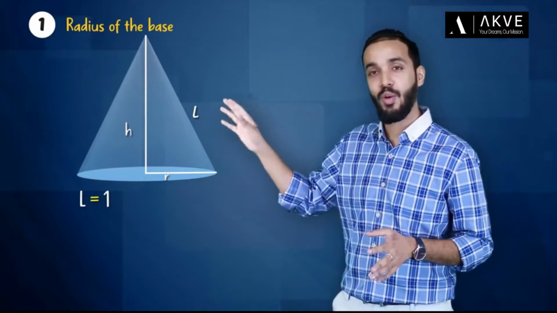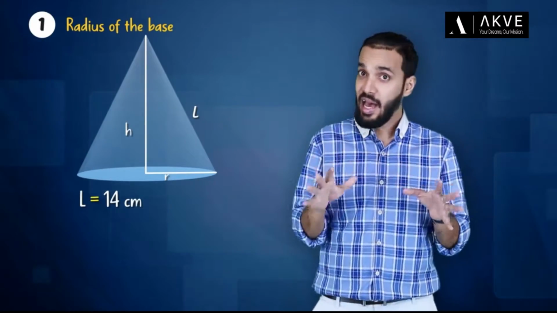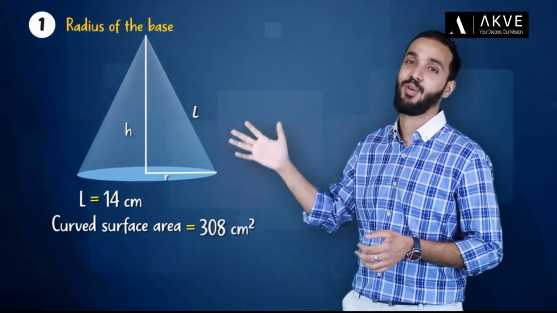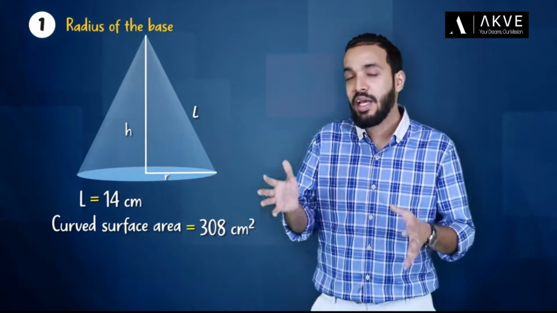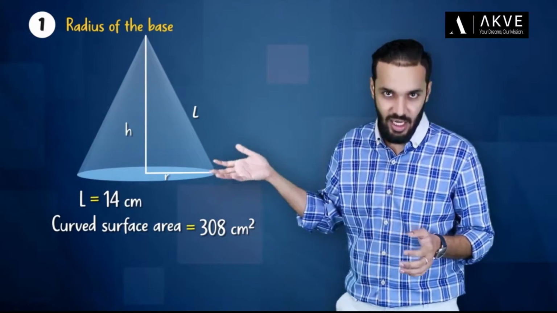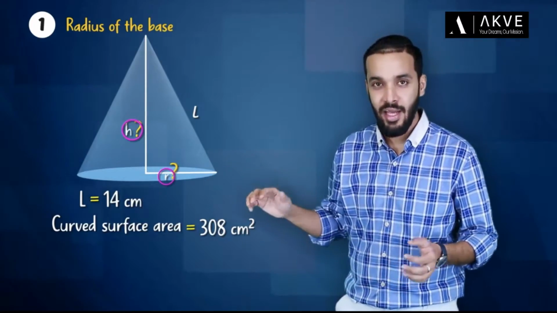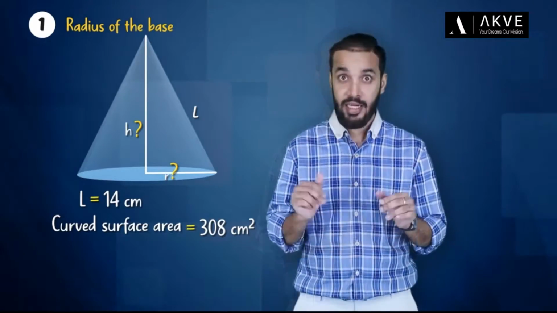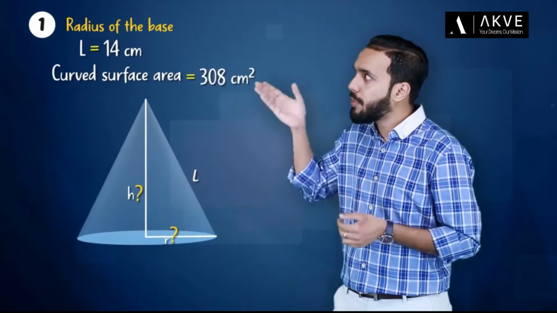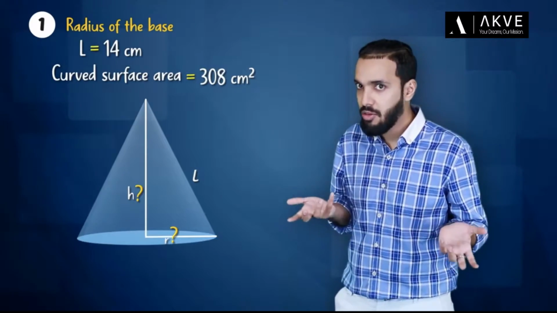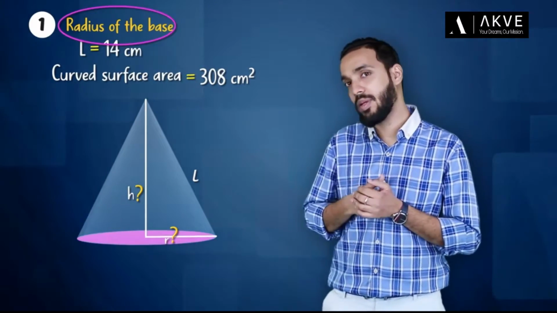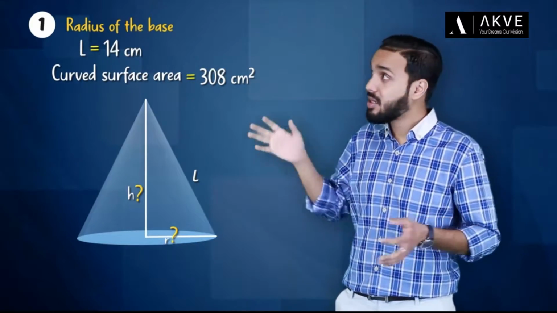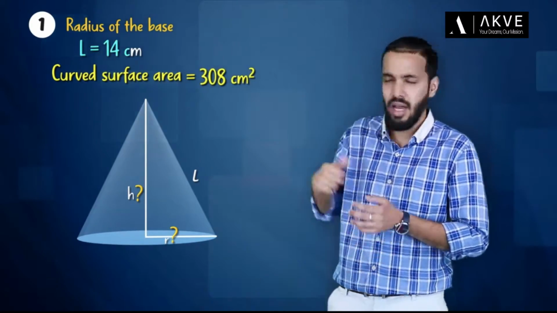There's this right circular cone with slant height 14 centimeters and its curved surface area is given as 308 square centimeters. All we need to do is find the other two basic terms, that is the radius and the height, and also the total surface area of the cone. So, how do you think we should go about this one? Our first requirement is to find the radius of the base, and the only two pieces of information available here are the curved surface area and the slant height.